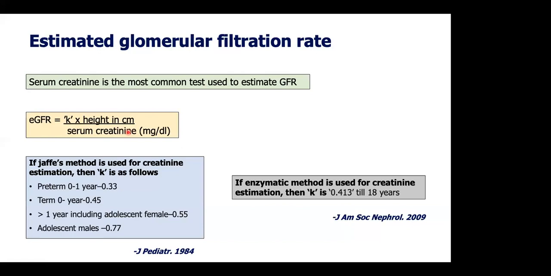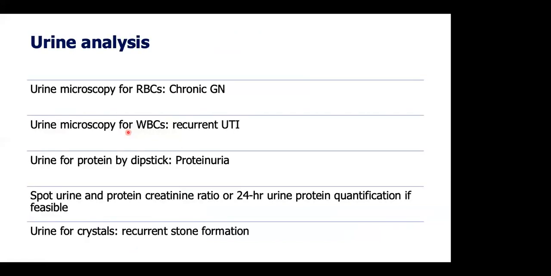glomerular filtration rate. For further evaluation, you should do urine microscopy for RBCs, which would certainly indicate chronic glomerulonephritis. Urine microscopy for WBCs would indicate recurrent UTI. Urine for protein by dipstick would indicate one of the complications and one of the important risk factors for progression of CKD, that is proteinuria.